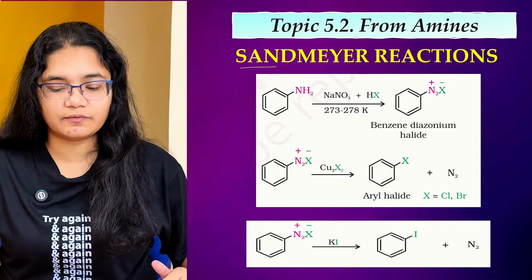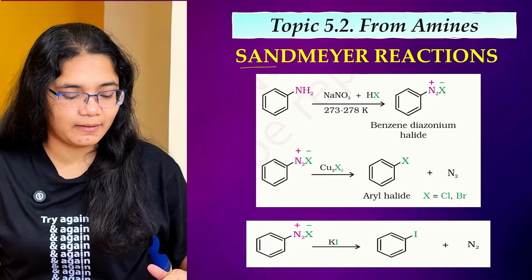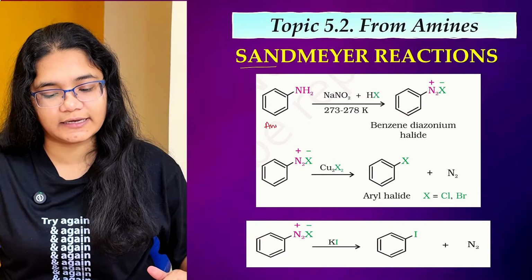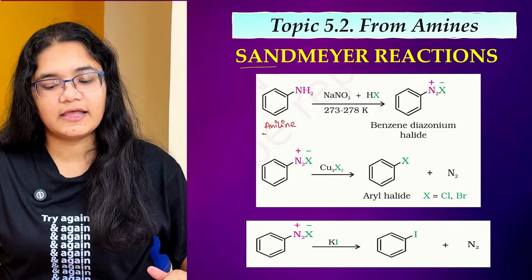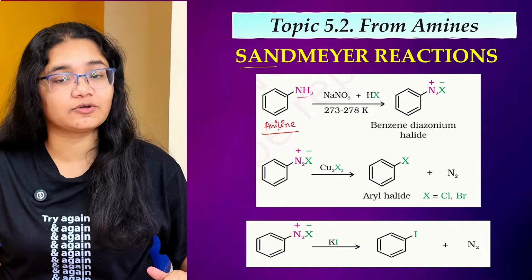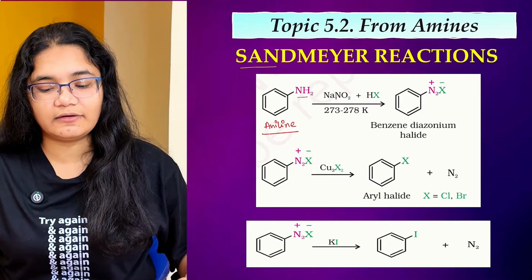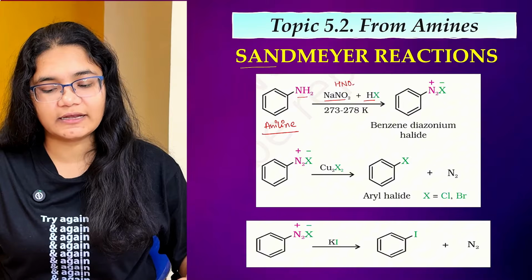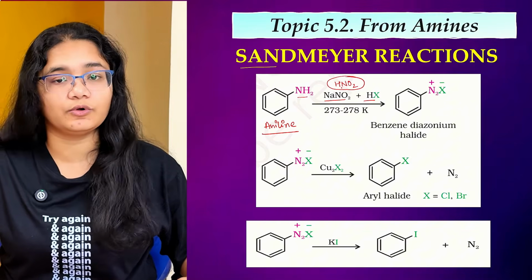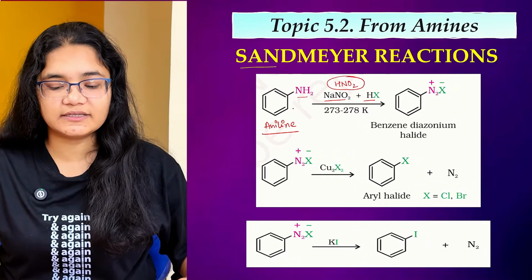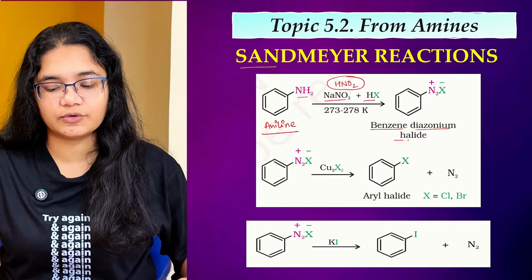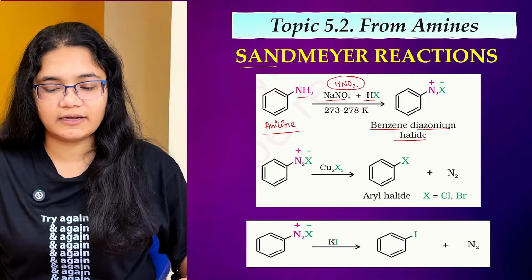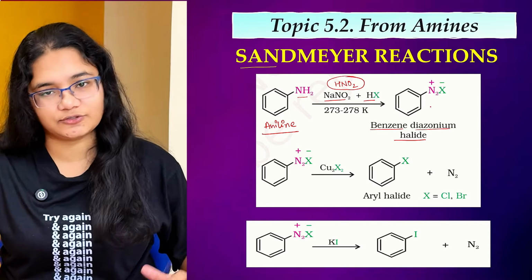First, we take amines, which is also called aniline. Benzene with an amine group is called aniline. You take this one and treat it with NaNO2 and HX. Now remember, this is nitrous acid and can sometimes also be written as HNO2 in the question. This converts the amine to benzene diazonium halide. So if you are taking chlorine, then benzene diazonium chloride.